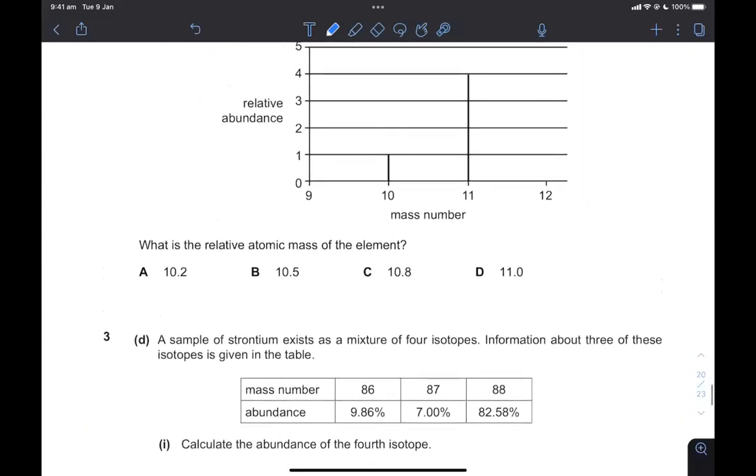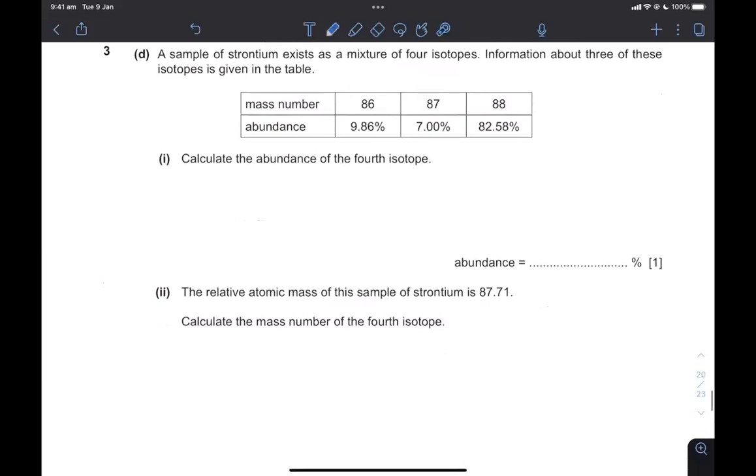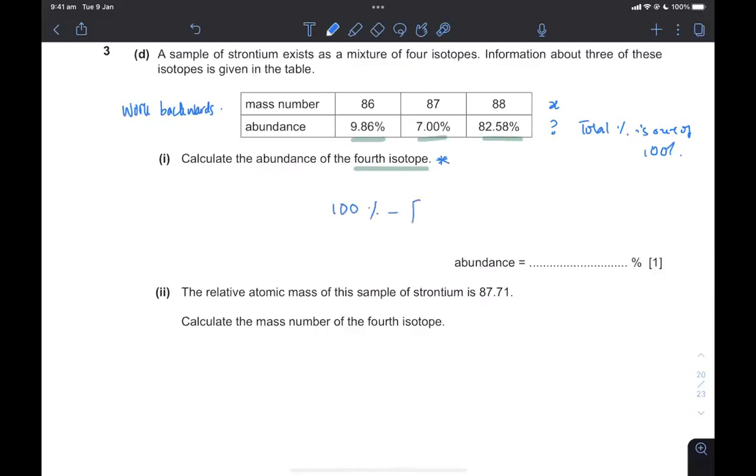But you can also try this question, where this one is relative abundance, and this is no longer percentage. What is more important is things like this. You have to be able to work backwards. This is called mathematics. When you work backwards, the total percentage is out of 100%. You have the percentage for 1, 2, 3, but there is a fourth one. You don't know the mass and you don't know the percentage, but you have the percentage for 3 of them. So you can work out the percentage of the fourth one. You sum up the other 3, then take the total away from 100%, and you will get the percentage of the other one.